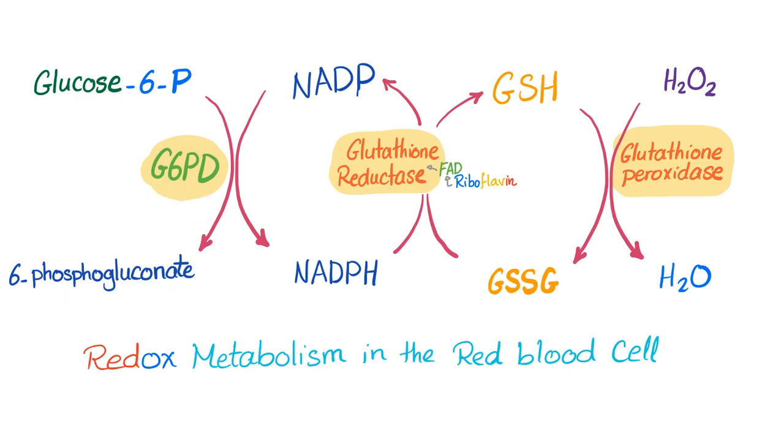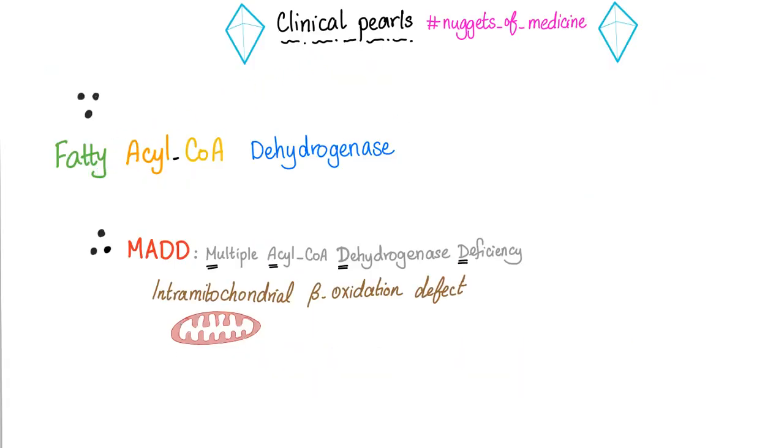Since vitamin B2 is a cofactor for fatty acyl-CoA dehydrogenase, therefore you can give vitamin B2, which is riboflavin, to patients who suffer from multiple acyl-CoA dehydrogenase deficiency, because this is a beta-oxidation defect, and this is a beta-oxidation enzyme boosted by the vitamin B2.